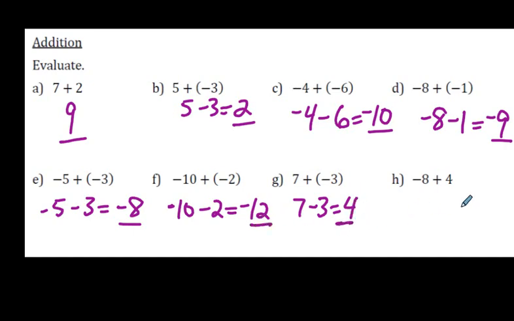Okay. Negative 8 plus 4. Well, you owe $8, but you give them $4. You still owe them how much? $4. You still owe $4. Or it's cold outside. It's minus 8. It gets 4 degrees warmer. It's now minus 4. Okay, let's keep going.